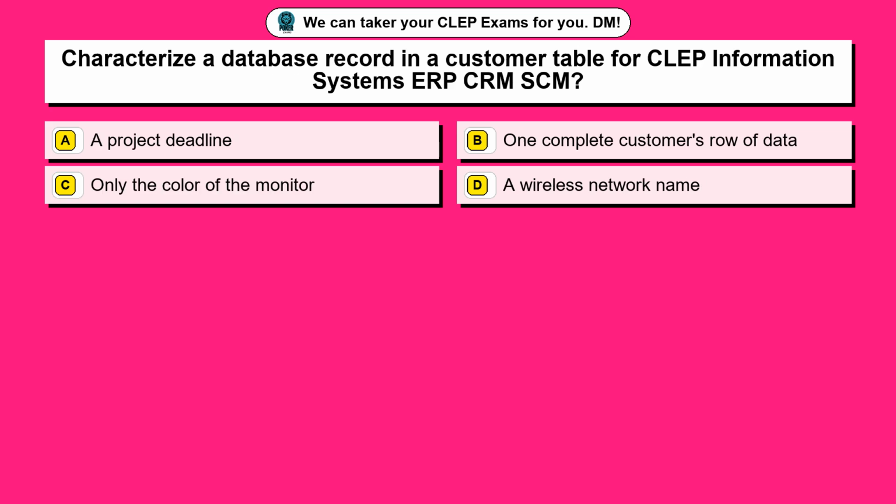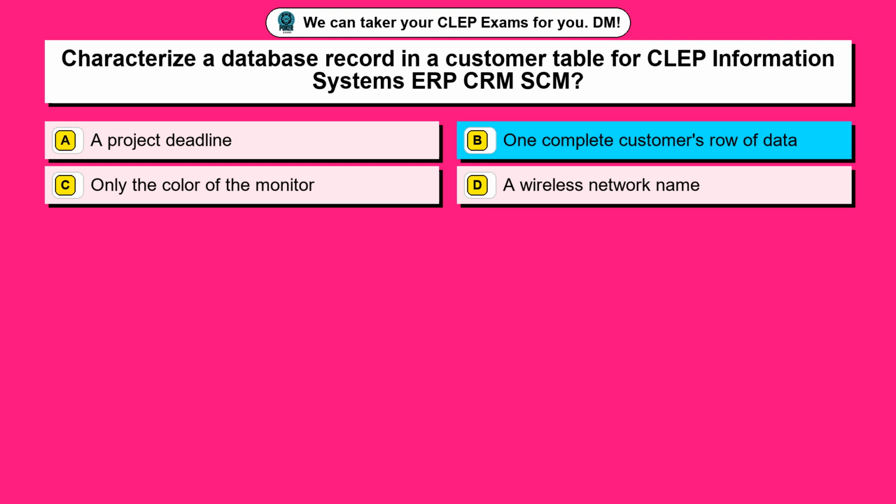Question 78. Characterize a database record in a customer table for CLEP Information Systems ERP CRM SCM. Option A. A project deadline. Option B. One complete customer's row of data. Option C. Only the color of the monitor. Option D. A wireless network name.